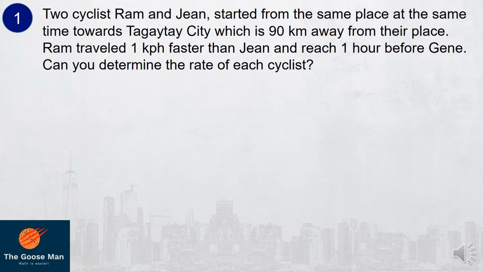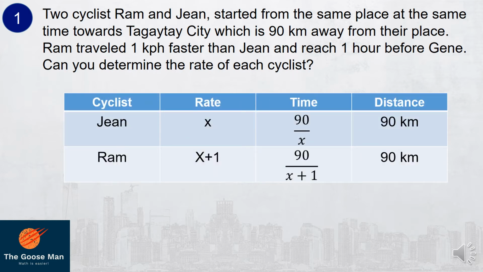Now, in order to solve this type of problem, we will utilize the tabular form such that we have the cyclists Ram and Jin. The rate of Jin is unknown, so we will let x be the rate of Jin, while the rate of Ram is x plus 1. Take note that rate times time is equal to your distance.